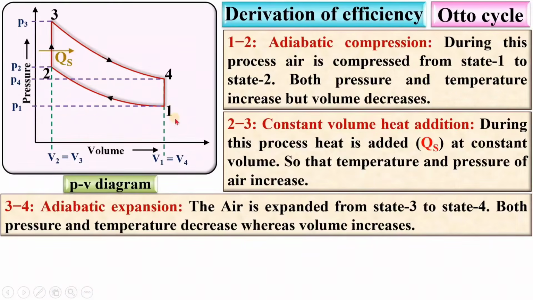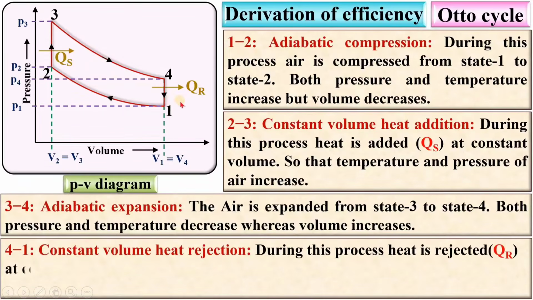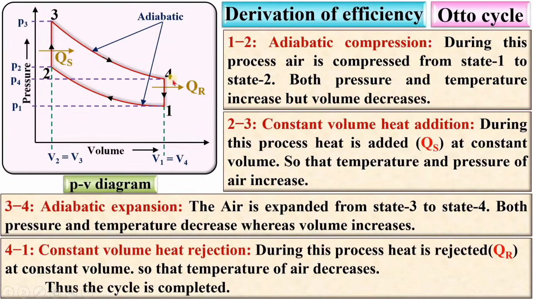Now next, the 4-1 process. That is once again a constant volume process, and during that process heat is rejected. So constant volume heat rejection process. During this process, heat is rejected at constant volume so that the temperature of air decreases. Thus, the cycle is completed. Here you can see these two processes are the adiabatic processes and the remaining two processes are the constant volume processes.